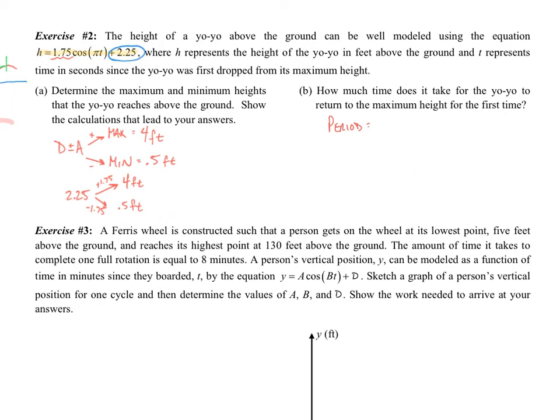And we can find period by just doing 2 pi divided by whatever b is. In this case, our b value is pi. So I'm just going to do 2 pi divided by pi, leaving me with 2. So how much time does it take for the yo-yo to return to the maximum height for the first time? 2 seconds. All right, so exercise 2 is just playing around with midlines, amplitudes, and what that means for max and mins, and then what period means within the context of these problems.